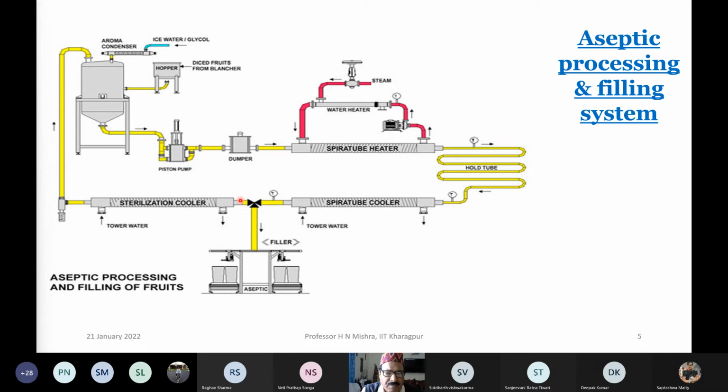So these pulps, etc., the material is brought through this arrangement, and then the heater, water system, and holding tube are used. And this is a filler. It is an FFS machine where the packaging materials are sterilized. These packaging materials are sterilized, and it is filled and sealed. It is an aseptic processing and filling system for fruits.